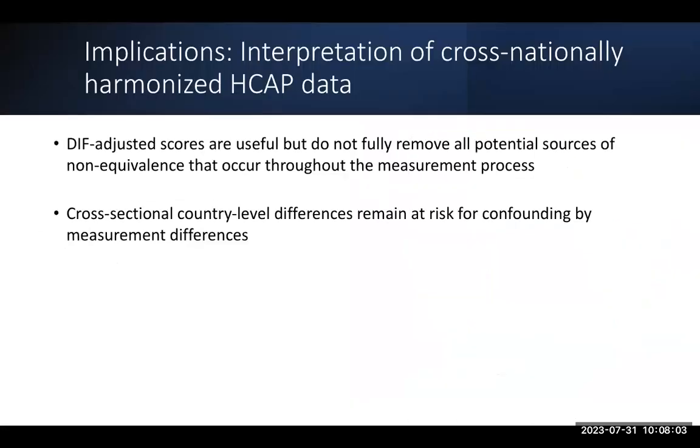Okay. So again, thinking about when we're using the data and performing our analyses, it's just important to remember that we do have the best available scores that we've been able to create. And we've done our best to account for and adjust for every possible difference in measurement that we can, but it's just not possible to address and remove all possible sources of measurement differences across studies. And so when we're looking at country level differences, we still have that risk for confounding by measurement differences. So it's important to consider that when we're interpreting the data.